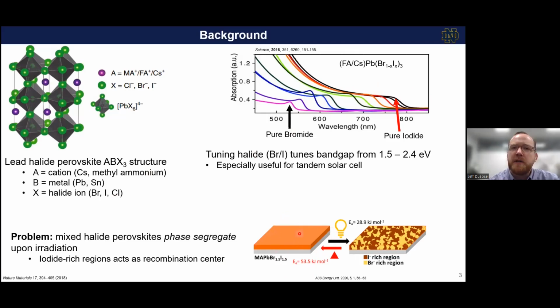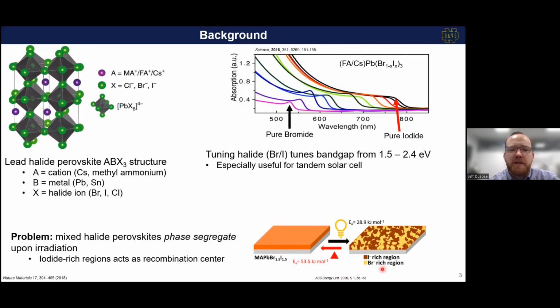phase, as soon as you give it a little bit of light energy and overcome a barrier of about 30 kilojoules per mole, which is something we have measured in the past to look at the thermodynamics of the system, you end up creating phase segregated regions where you have an iodide-rich and a bromide-rich domain right next to each other.